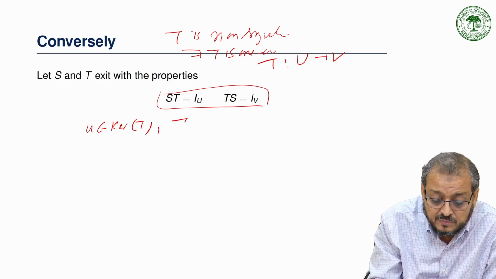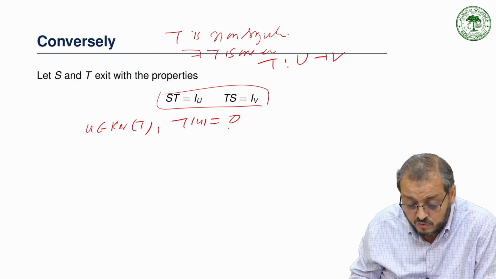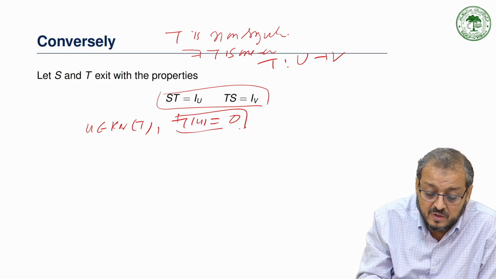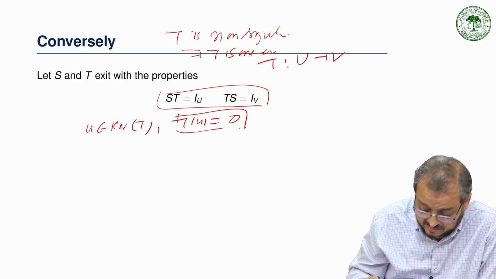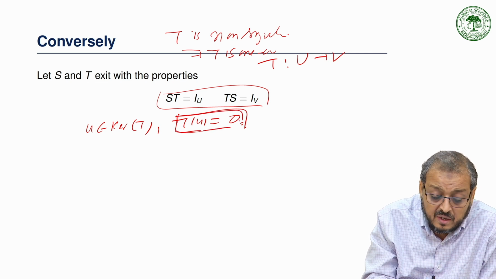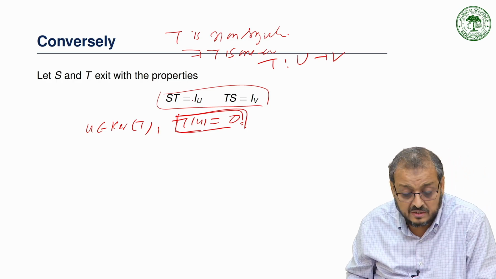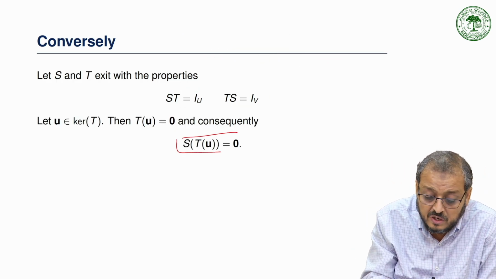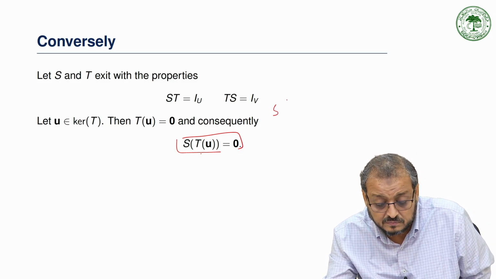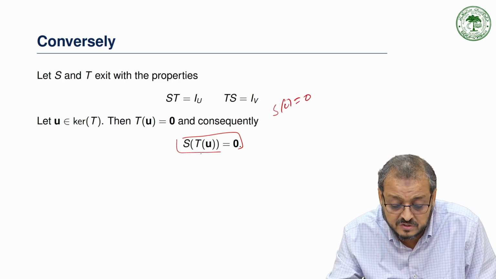So U is an element of the kernel, which means T of U is equal to 0. So T of U is equal to 0. We can clearly show that T of 0 is equal to 0, and ST of U can be written in this form. So ST of U is equal to 0. Why is this 0? S of T of U, T of U is 0, and S of 0 is always equal to 0.